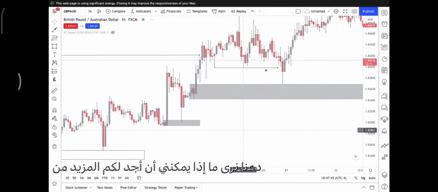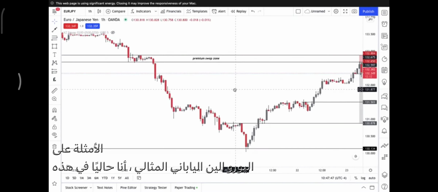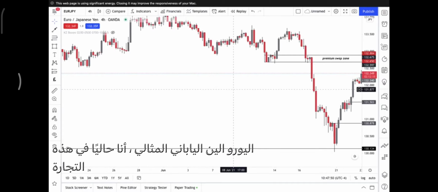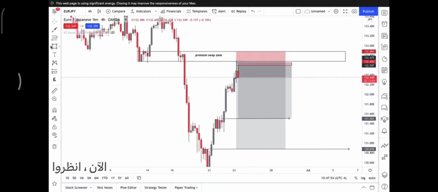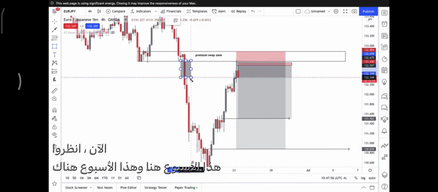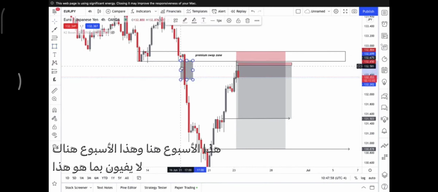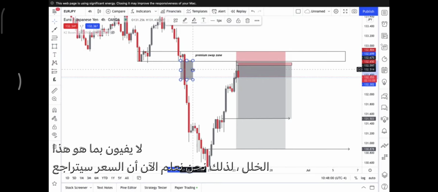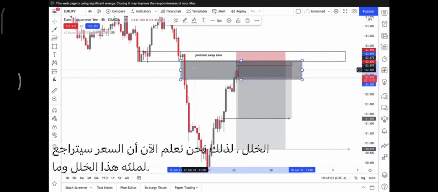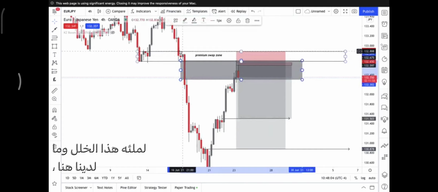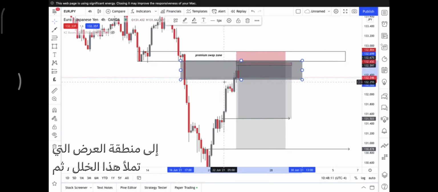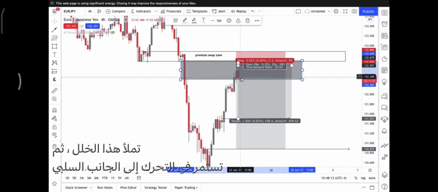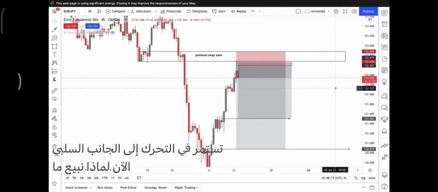Let's see if I can find you guys more examples. Euro JPY. Perfect. I'm currently in this trade right now. Now look at this. This wick here and this wick there, they don't meet. What is that? Imbalance. So we now know price will pull back to fill in that imbalance. And what do we have over here? An area of supply. Price pulls back into that area of supply, fills in that imbalance, and then continues the move over to the downside.